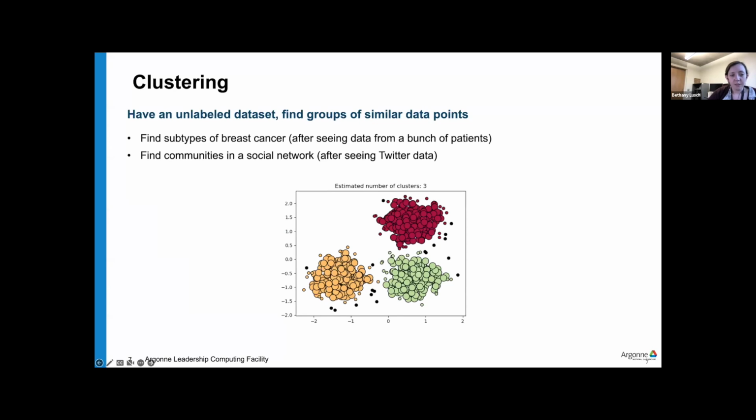And we saw clustering in the first week. So you have an unlabeled data set and you want to find groups of similar points. In the tech world, this could be something like finding communities in a social network. In a science context, it could be something like finding subtypes of breast cancer.